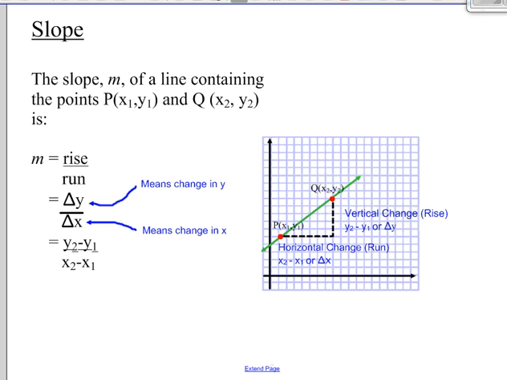the change in x. And to find the change in y, all you actually have to do is subtract the y values from one another. So you take the y2 and you subtract the y1 from it. Likewise, to get the change in x, you take the x2 and you subtract the x1 from it. And so this is now a new formula that we can use to calculate slope.